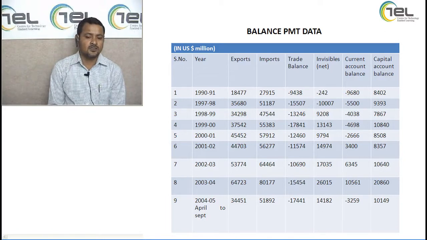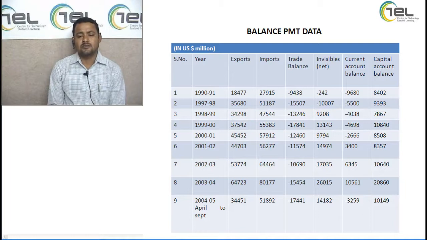to outside influence. But before that, the exports were a mere 18,477 million US dollars and imports were almost 50% more. The balance of trade was minus $9,400 million. Invisibles aggregated minus, so services was not that strong a sector unlike now. Current account balance was minus 9,680. Capital account balance was 8,402. Thereby, India's balance of payment was naturally negative.